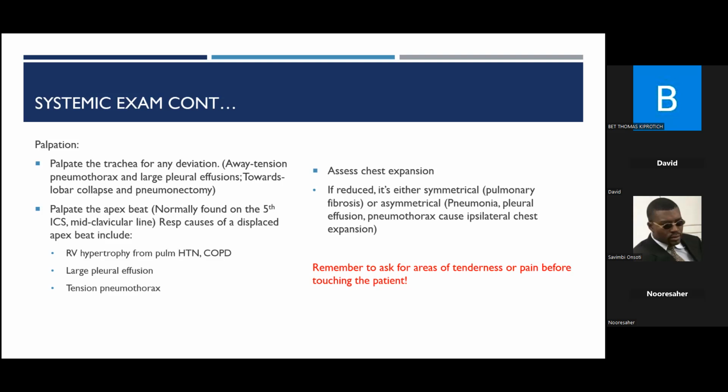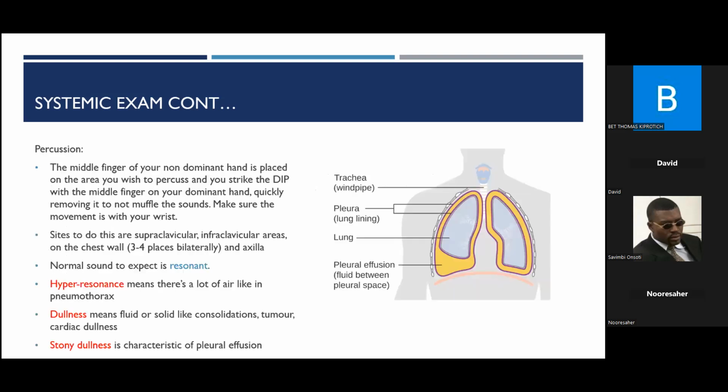Oh, and another thing to note, pain, tenderness. Make sure you ask the patient if they're experiencing any sort of pain or tenderness in the chest area and try to avoid that area as much as possible. Or if it's unavoidable, try to palpate it last. Same thing goes for GI.